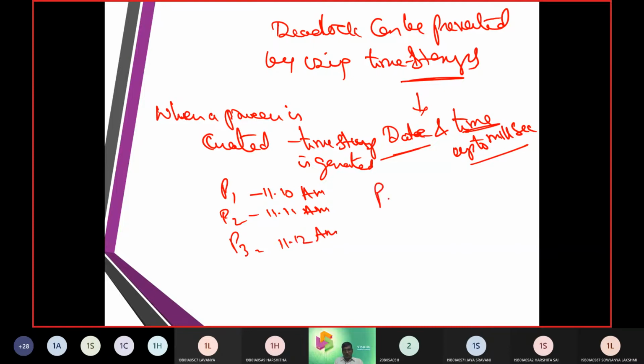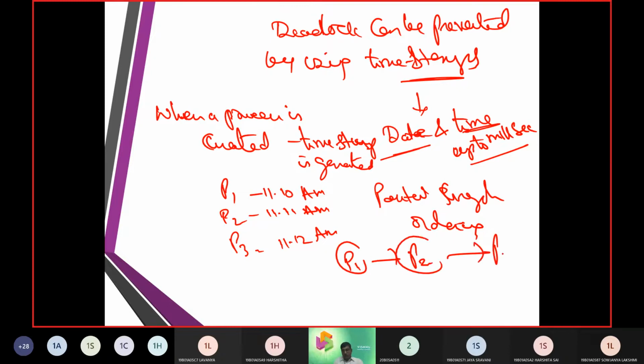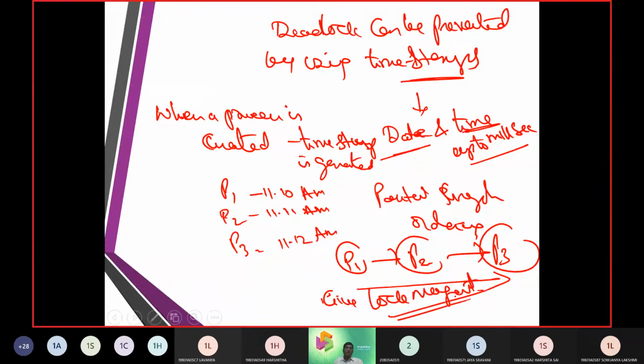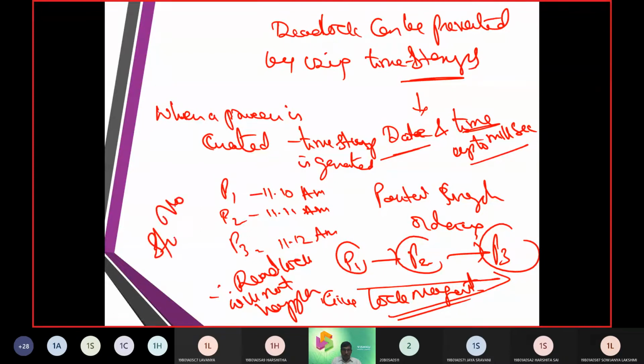Now I'm going to write a partial graph. So we draw an ordering. First it should be P1, followed by P2, followed by P3. In this model we can give the lock management. That is how we make a mechanism to see the order in which locks can be given. Therefore, deadlock will not happen and there is no starvation.